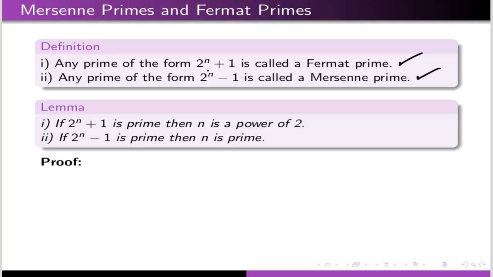So we have a little lemma that gives us a necessary condition in order for such a number to be a prime. In part 1, a number of the form 2 to the n plus 1 is a prime only if n is a power of 2. And then a number 1 less than a power of 2 can be a prime only when the exponent is a prime itself. So in part 1, why must n be a power of 2? Well, suppose n had some odd prime factor.